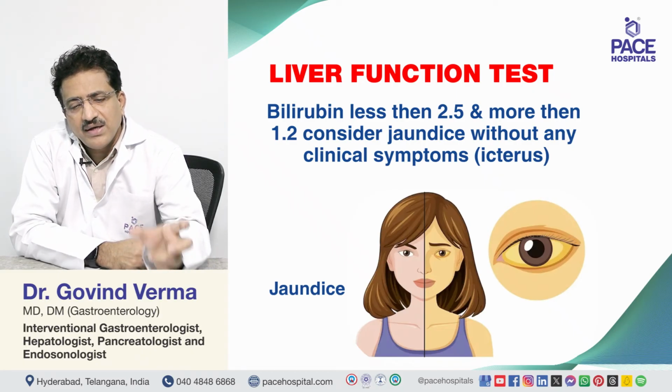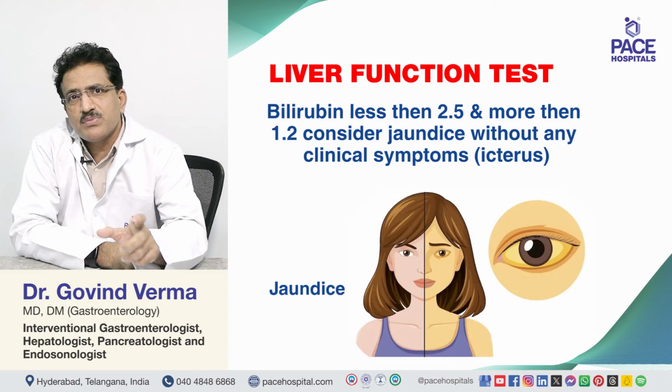So a clinically visible jaundice is when the bilirubin is more than 2.5.